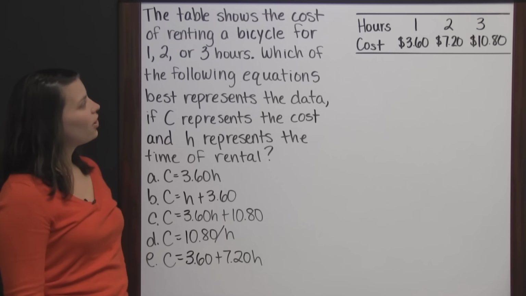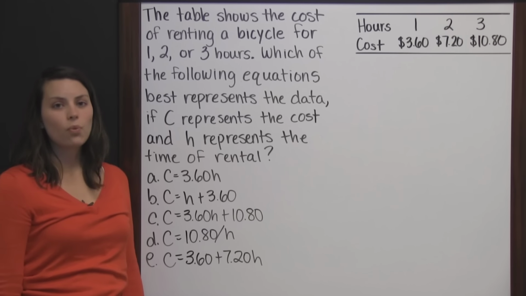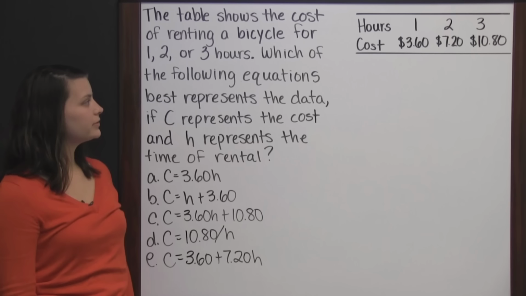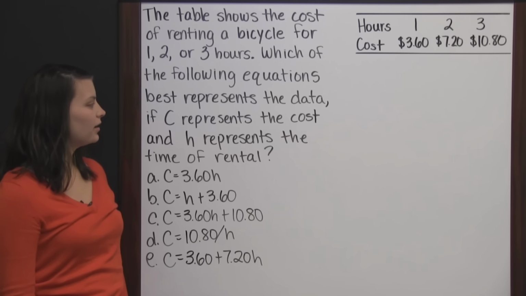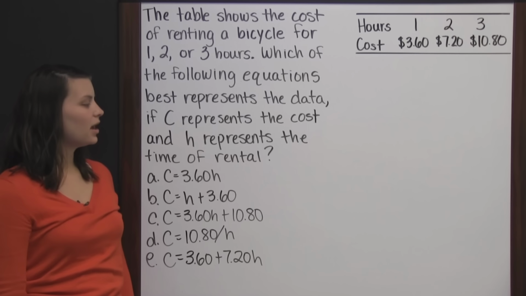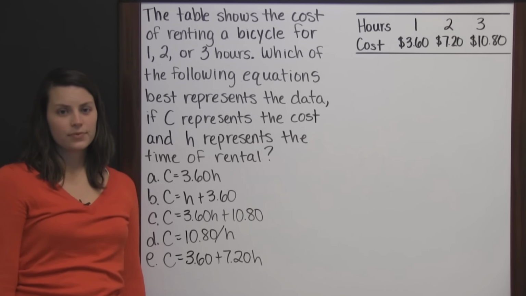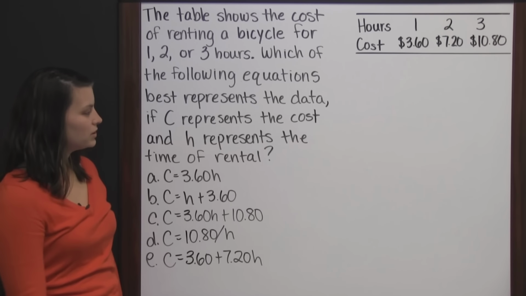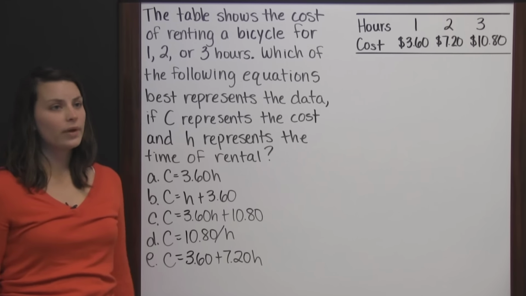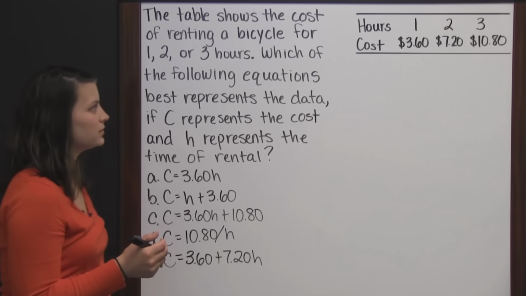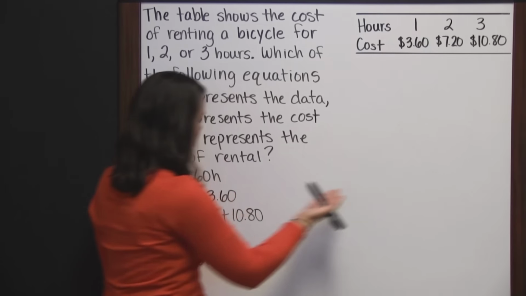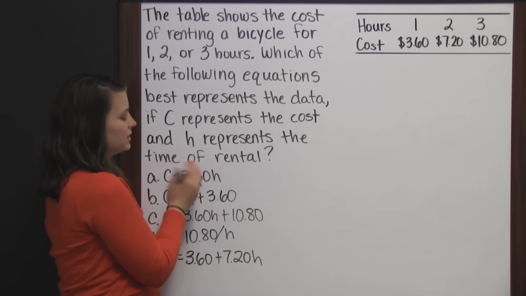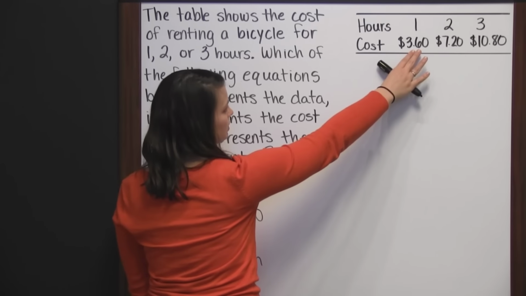The table shows the cost of renting a bicycle for 1, 2, or 3 hours. Which of the following equations best represents the data if C represents the cost and H represents the time of rental? Since this is a multiple choice question, you could always substitute these values for hours into your equation and see if you get the cost.